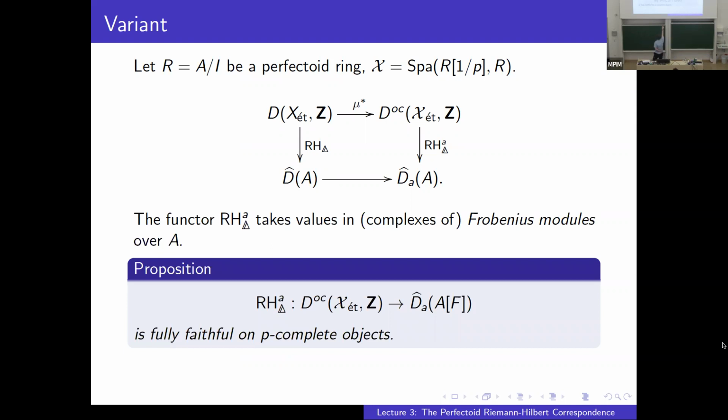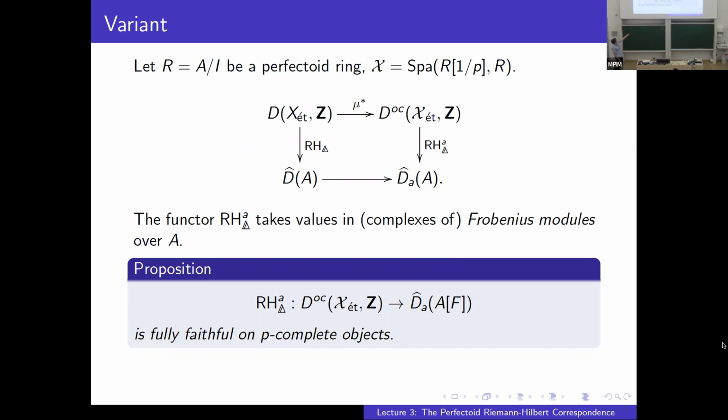Well, if you want to know how much information the Riemann-Hilbert functor is losing, this more refined version is not losing any information, as long as you remember that it takes values not just in A modules, but in Frobenius modules over A. So this RH prism gives you a fully faithful, well, sorry, it's fully faithful once you p-complete the left-hand side. I told you earlier that the Riemann-Hilbert functor annihilates any sheaf on which p acts invertibly, and the same is true for this construction. But when you restrict either to p-complete objects or p-torsion objects, this functor is fully faithful.